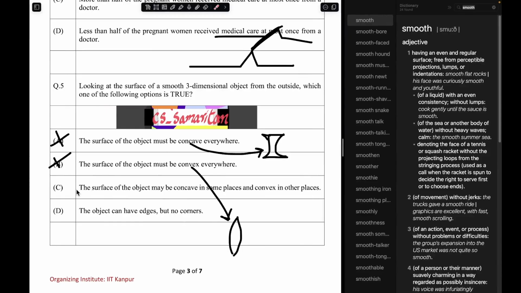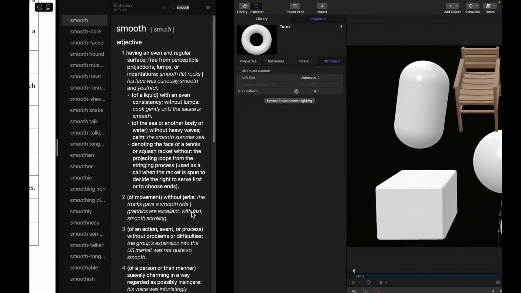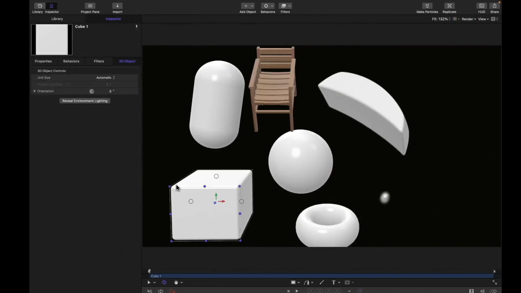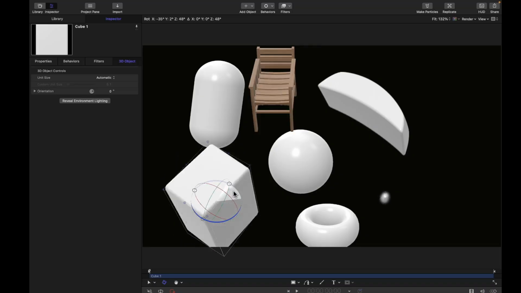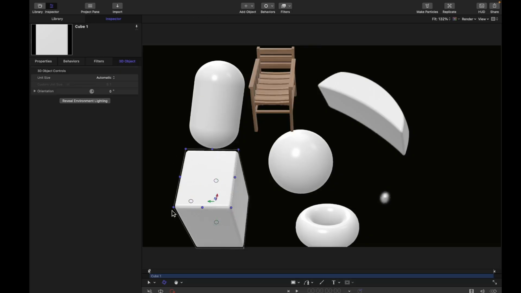Now let's look at the fourth statement. The object can have edges but no corners. So the object can have edges, right? So basically this object has an edge over here, right? This object has an edge over here, right? That means, see, over here there's an edge, right? This edge does not mean that it is smooth, right? It cannot be smooth because it has an edge.